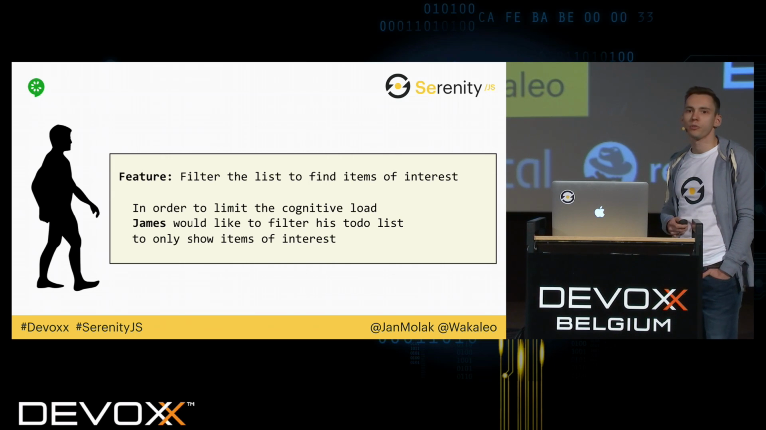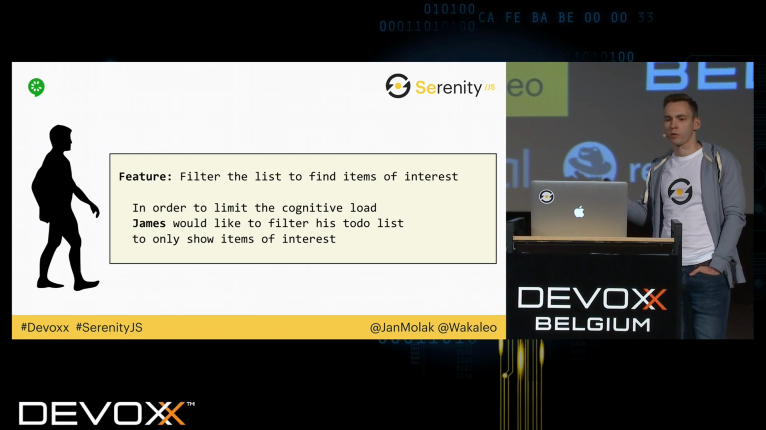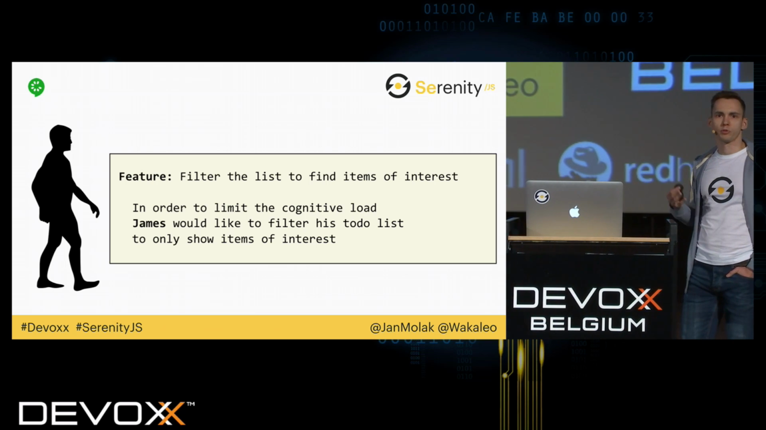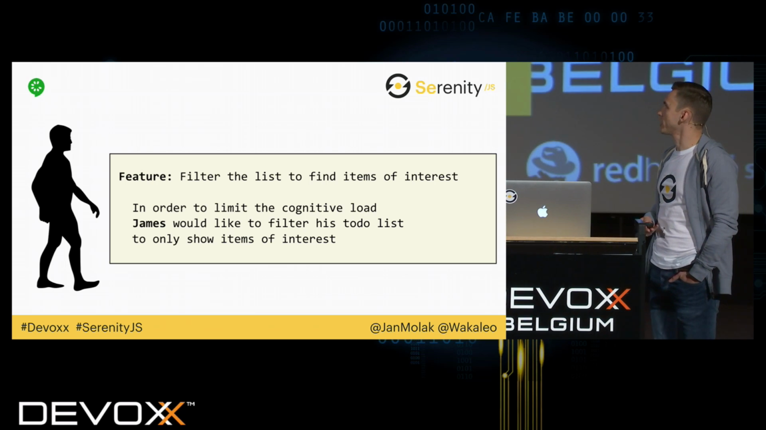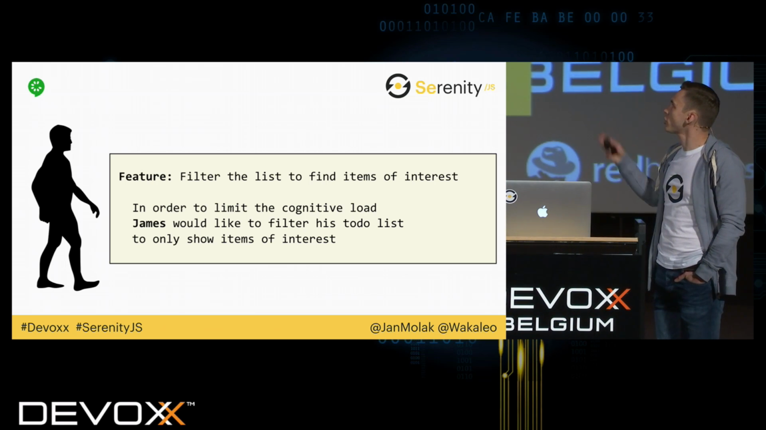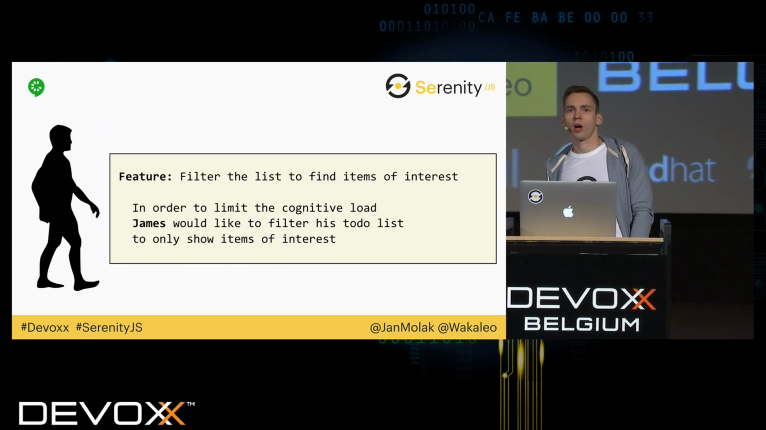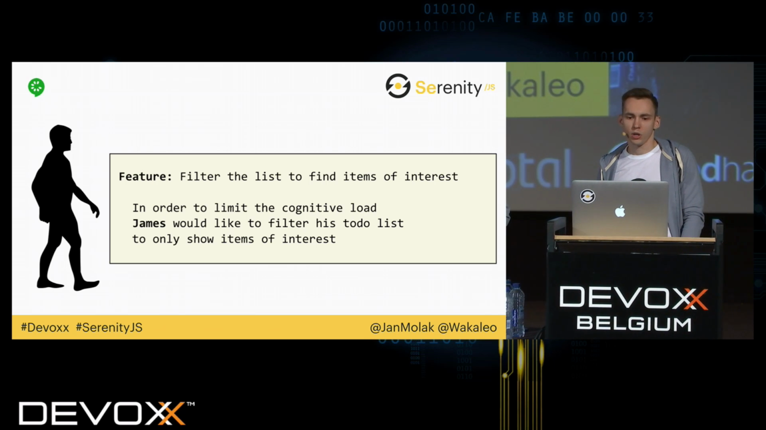So here's our feature that, let's say, we discovered as part of our BDD process, as part of our 3 amigos. I'm sure you're probably all familiar with to-do lists, reminders, all this sort of stuff. So that's an example of such an application. We have a feature that we would like to filter the list to find only items of interest. And as part of our UX process, we've identified a persona of James. So we would like to enable this particular feature for James.